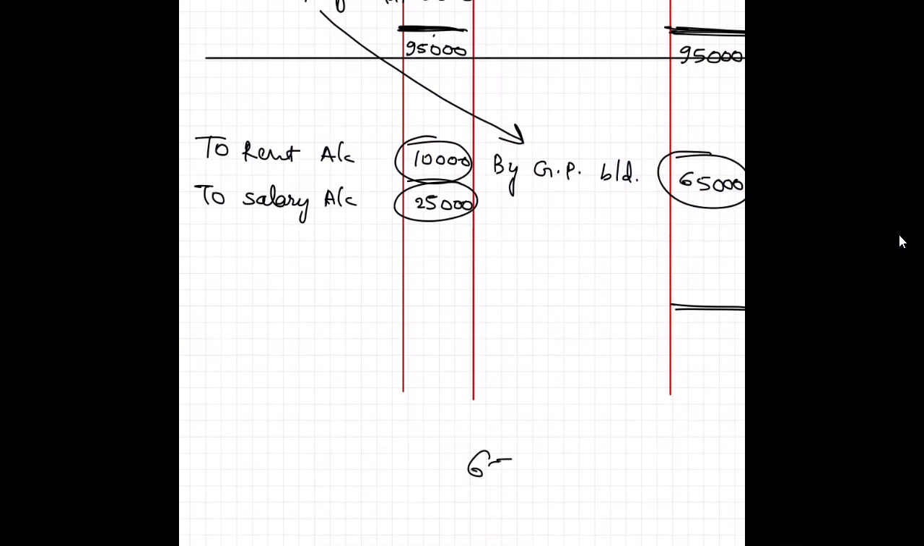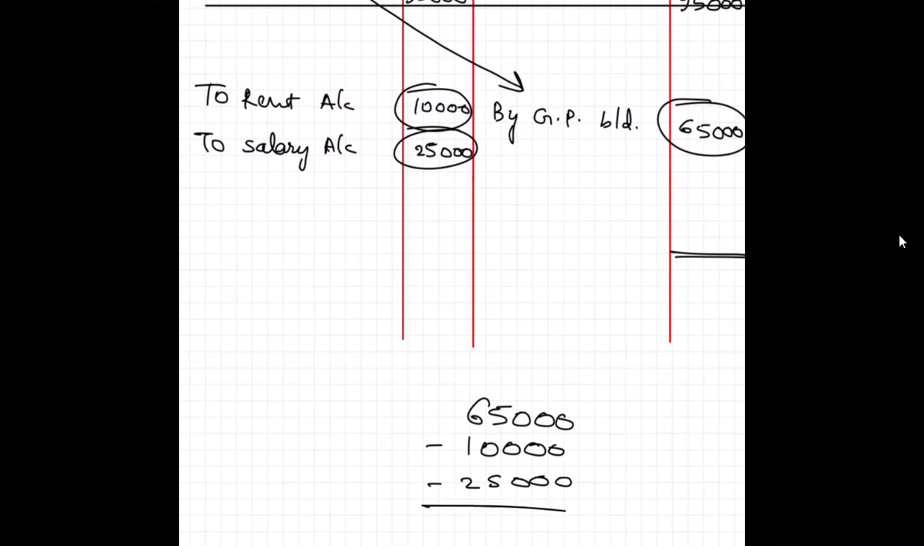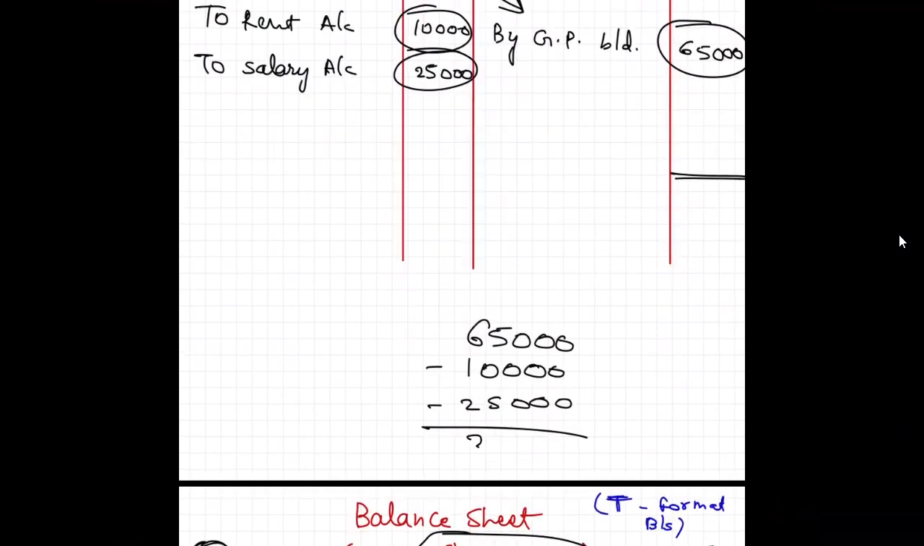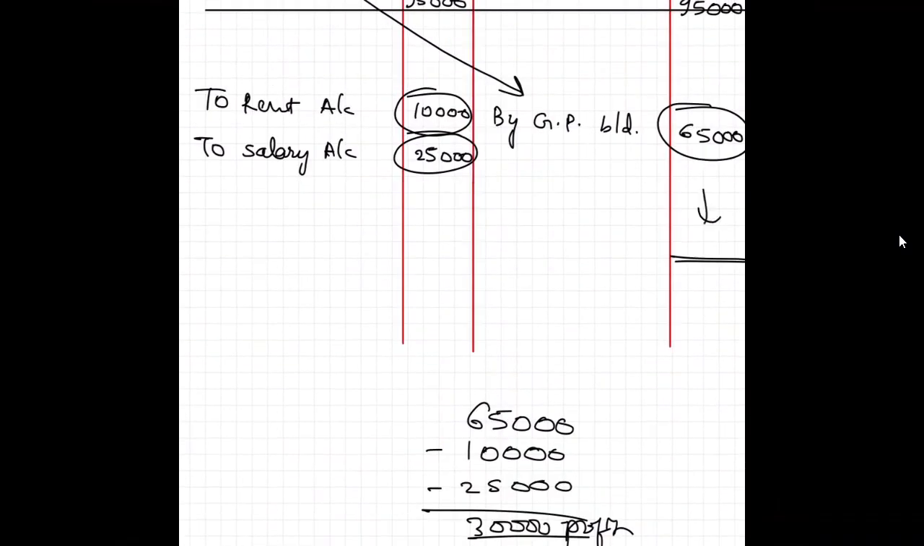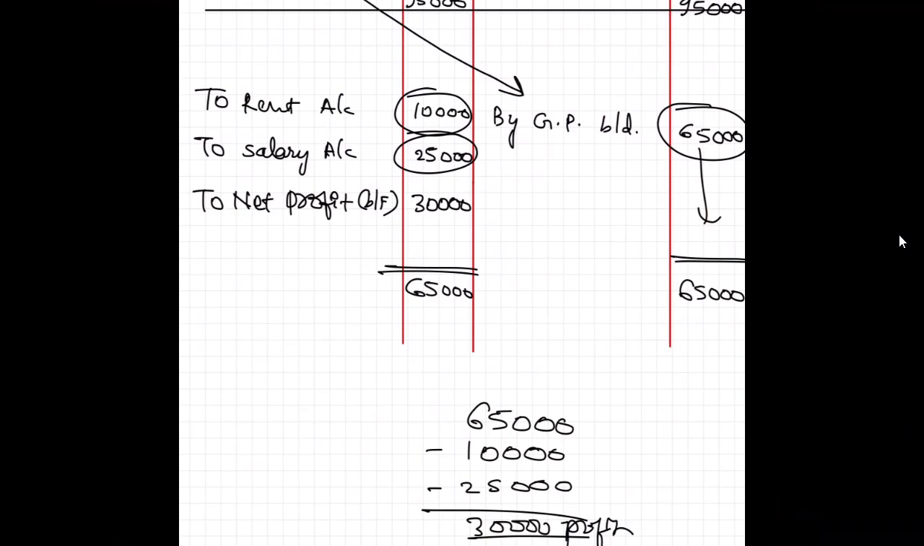So if I deduct, I have a profit of 65,000 minus 10,000 minus 25,000. So this should be my profit. My profit should be 30,000. So if you total this side, this will come as 65,000. If you total this side, this total should also come 65,000, whichever is greater. So what is my net profit? It will be 30,000. It is my balancing figure. It is written as BF. BF means balancing figure, not boyfriend.